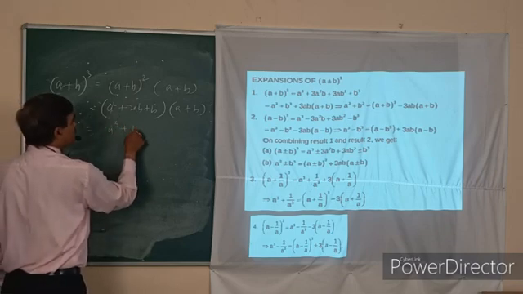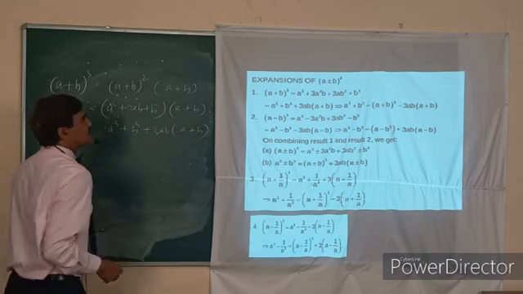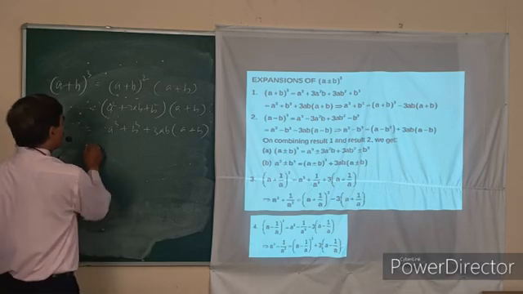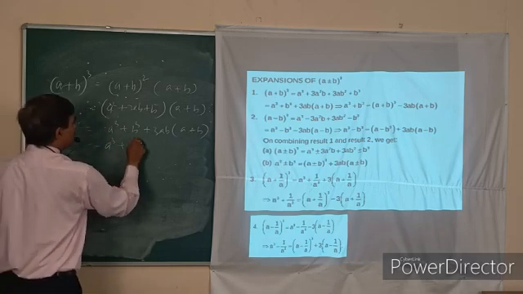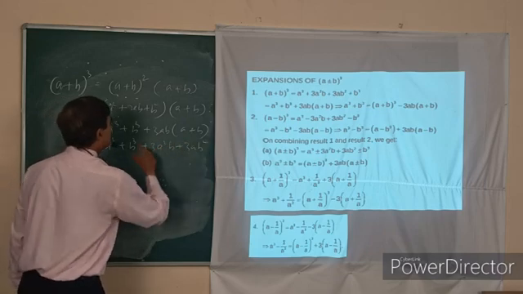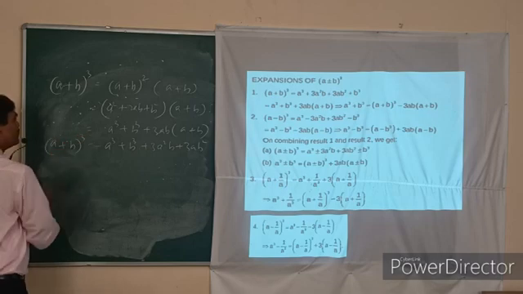a cube plus b cube plus 3ab (a plus b). This will get over here. When we multiply, we will get the same thing. Now here a cube plus b cube plus 3a square b plus 3ab square when we open the bracket. So this is the expansion of (a plus b) whole cube.